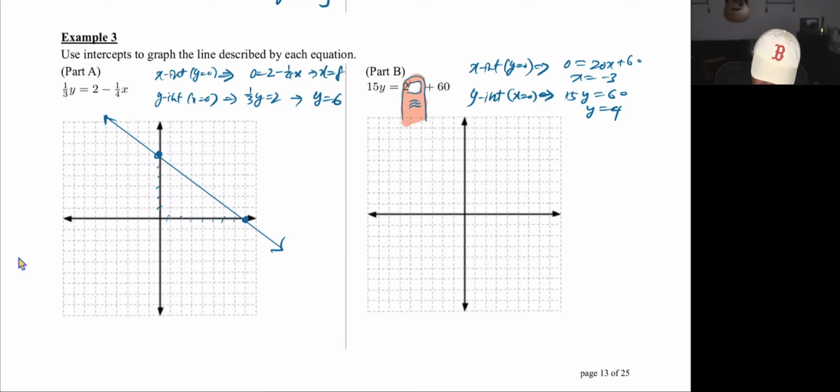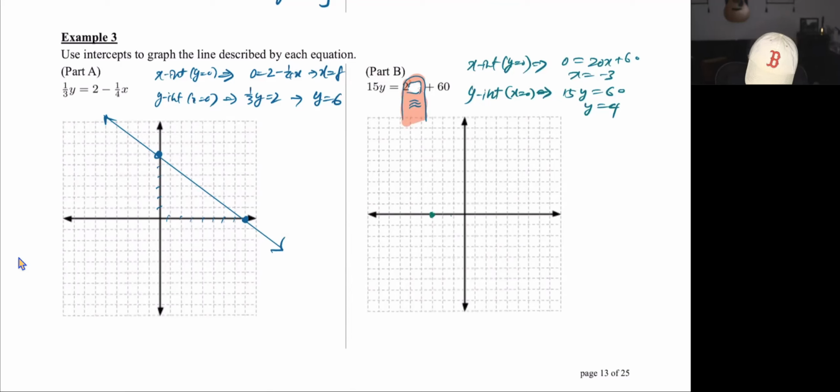Let's make that green just for the sake of clarity, right? X is -3, 1, 2, 3, right there. Y is 4, 1, 2, 3, 4. It's a little bit too close for my taste, so I'll go 1, 2, 3, 4. I'm fairly sure this is correct, so I'm not going to check it. But if you see a direction saying that you should check it by finding a third point, please do so. Okay, and there you go.